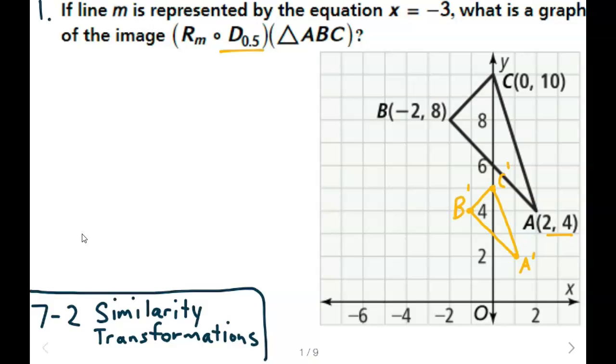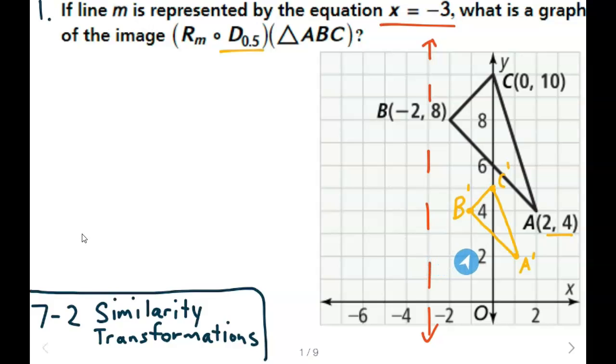Next, we're going to reflect it across the line M. And the line M is x equals negative 3. So we need to graph that line x equals negative 3. So it's going to be a vertical line where all the x values are negative 3. And then we're going to reflect each point across there. Each point will be the same distance from that line, but on the other side.